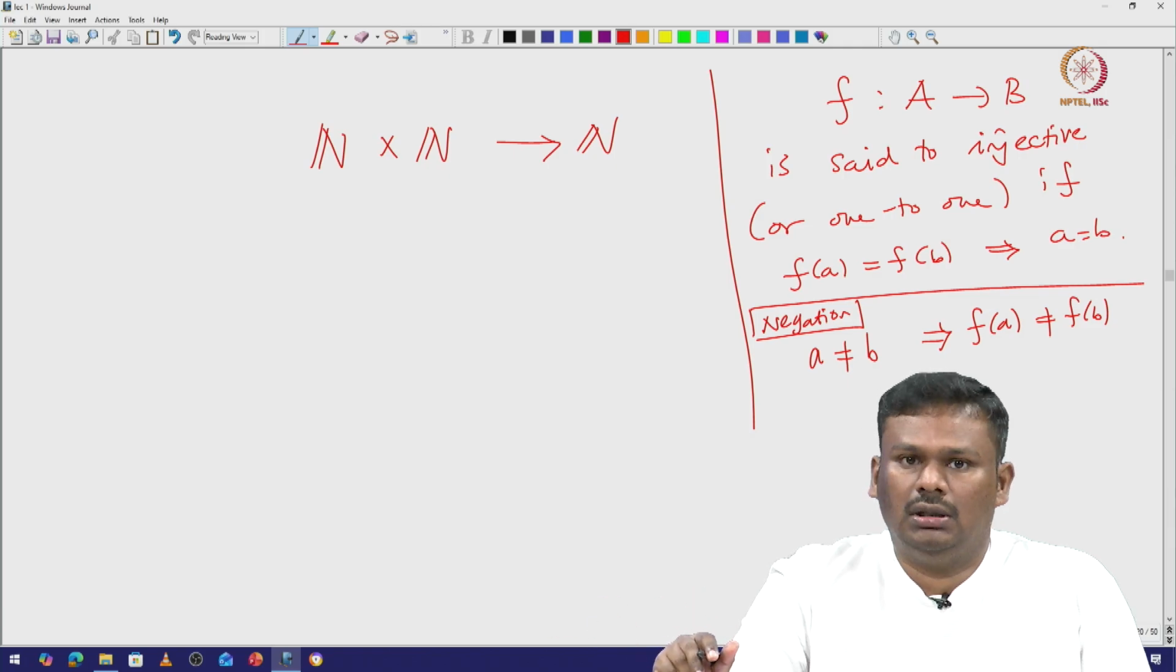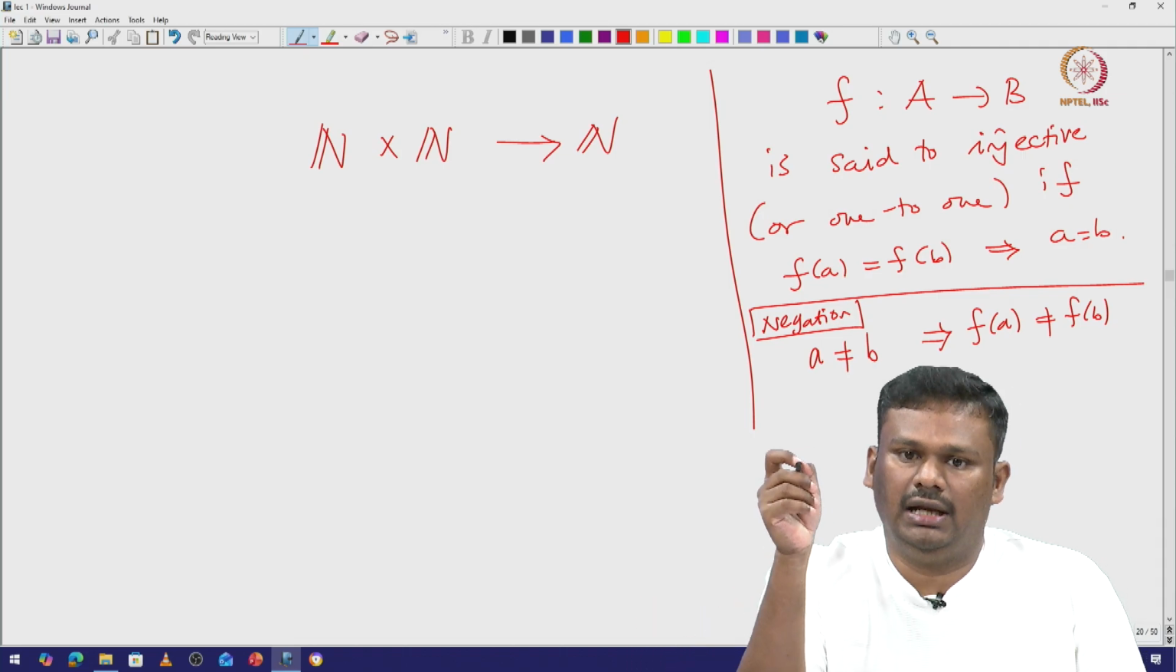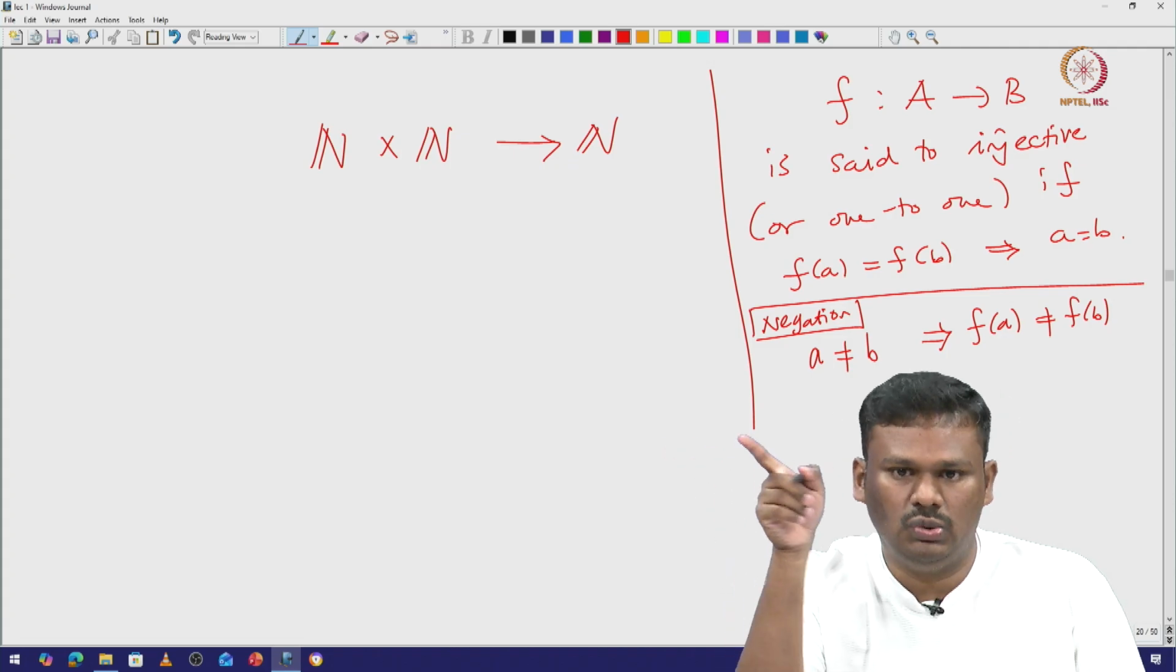Okay. So, that is what is called injective. That means, each element in A maps to only a unique element there.